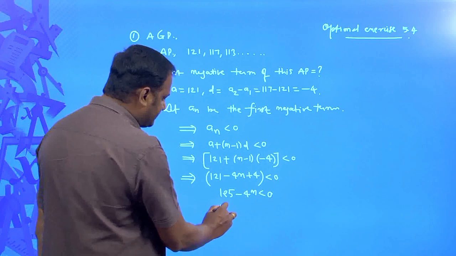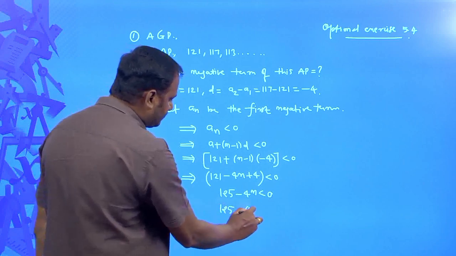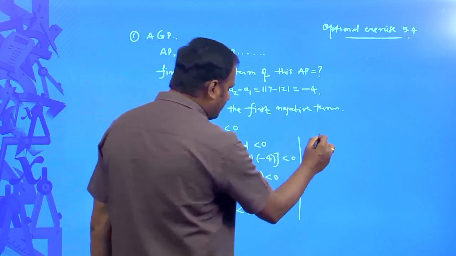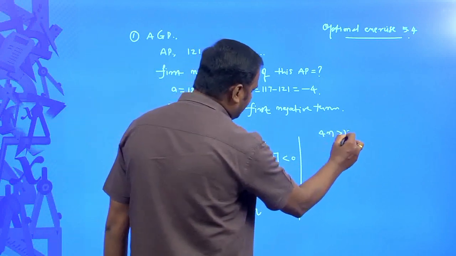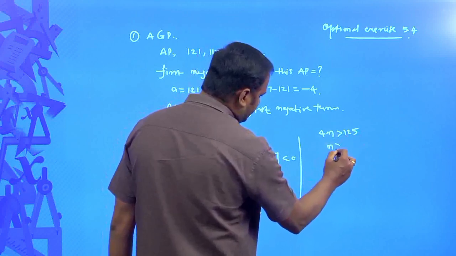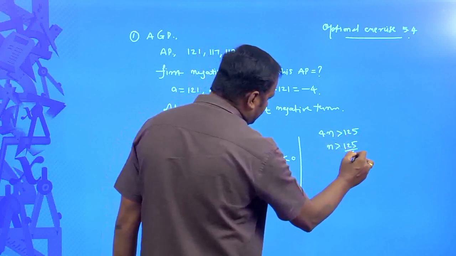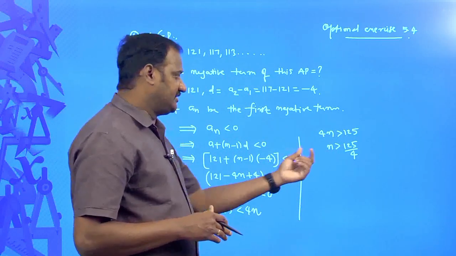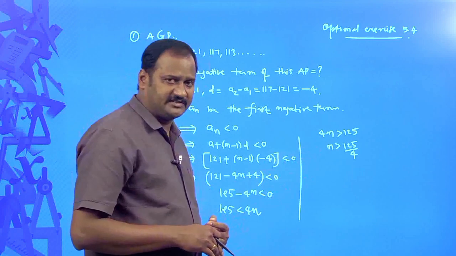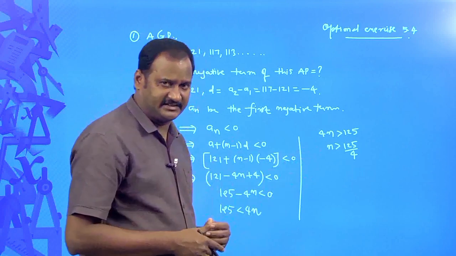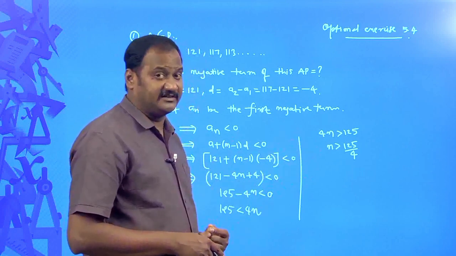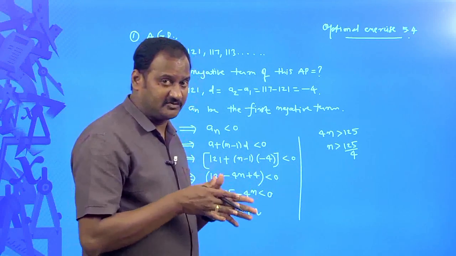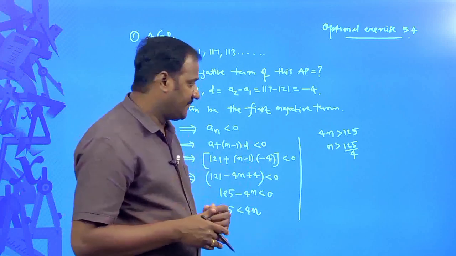So, when you simplify this, 125 less than 4n, which you can write as 4n greater than 125, which means n greater than 125 divided by 4. Since this 4 is a positive number, you can easily transpose it. According to the properties of inequalities, you can transpose a positive number to the right hand side. If it is a negative number, then when you are multiplying or dividing by it, the inequality sign will change.